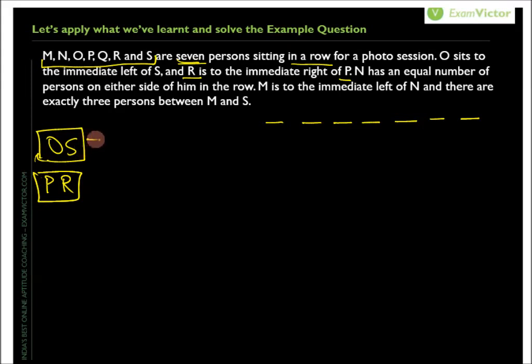So now we have 2 ordered pairs and we have 7 blanks. We are still not able to use this, but all we can say is that if I put down O or S somewhere, I know where the other character should immediately be. Similarly for P and R.